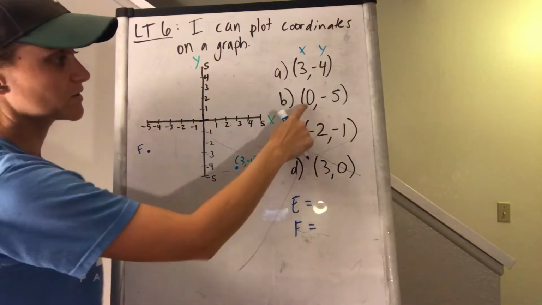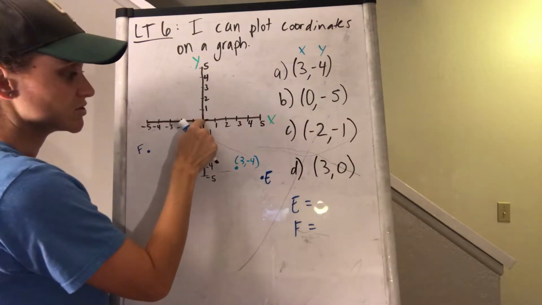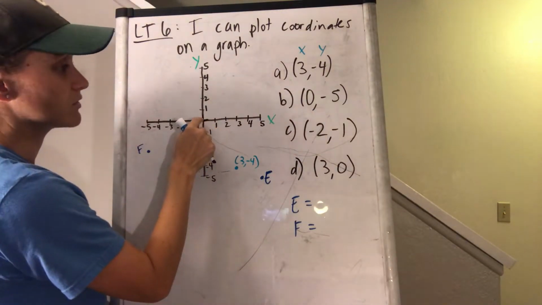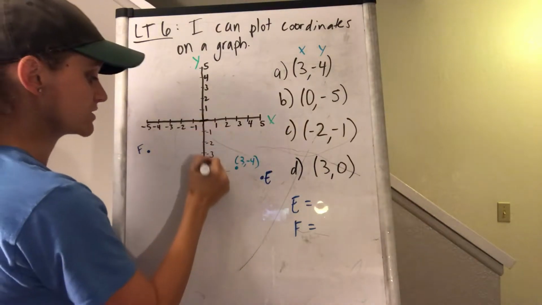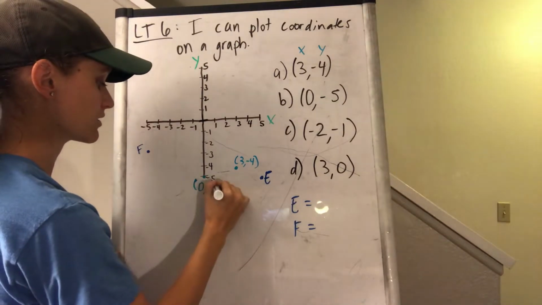Okay, so for the next one at 0, -5, I go 0 in the x direction, so I actually don't move anywhere. And then I'm going to go down 5 because it's negative. So I go down 5. And that point would be 0, -5.